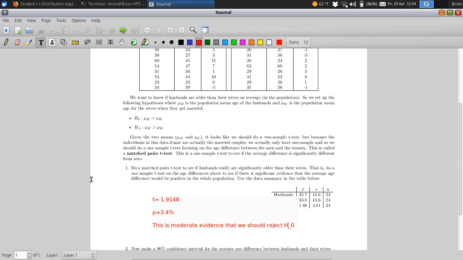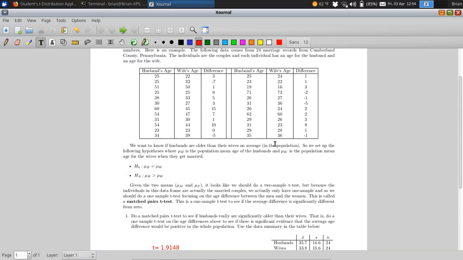And what does that mean? Well, if we reject this, we're saying that actually there is a difference between husbands and wives. On average, husbands are older. So let's say that. On average, husbands are older than wives in the population, right? Hypothesis testing is always about the population of interest. In this case, I guess this is a sample, and hopefully the sample is representative of the population of all couples in the United States.